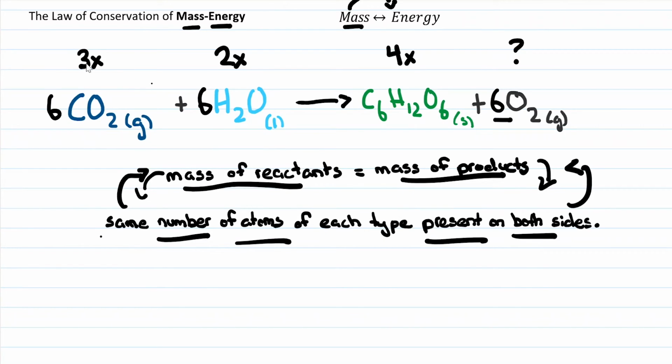So we're going to have 3x plus 2x. So on the reactant side, we're going to have a total of 5x of mass. And on the product side, we already have 4x. And we need it to be equal to 5x because the mass of the reactants is going to be equal to the mass of the products. So the answer here is going to be 1x, because 4x plus 1x is going to equal 5x. So therefore, you're going to have x of O2.